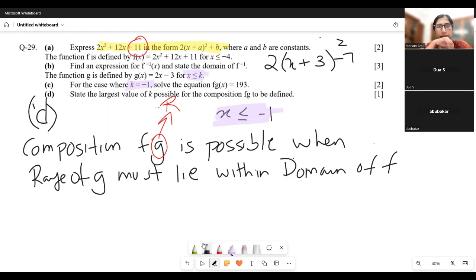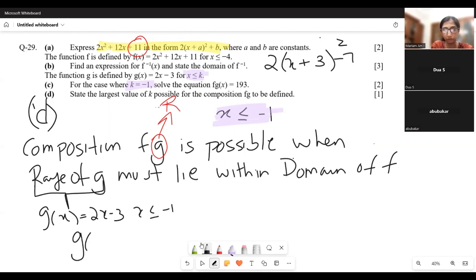Okay, range of g क्या है? gx इसकी बात करते हैं पहले. So gx is equals to 2x minus 3 और x is less than equals to minus 1. तो क्या होगी range gx की? -1 से छोटी होती जा रही हैं values. So what's going to be the biggest value? अगर -1 लेंगे हम हाँ लेंगे. So that's going to be -7. नहीं, -5. -5. Yes, so the biggest value is going to be -5.